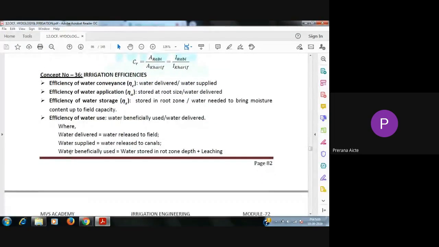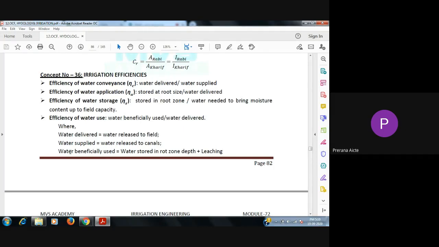These are the various efficiencies. First was water conveyance efficiency, eta C. It is the ratio of the quantity of water delivered to the water supplied. It's called water conveyance efficiency. Just note it down so that you remember it easily.